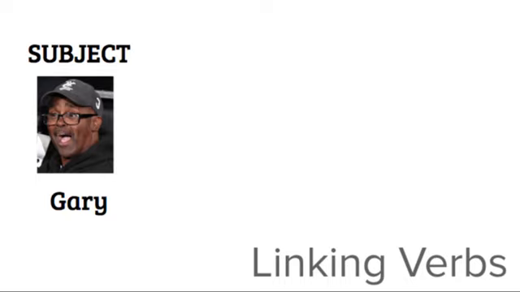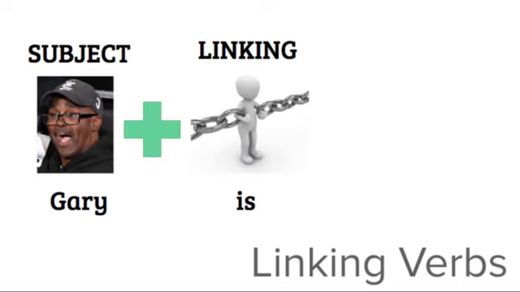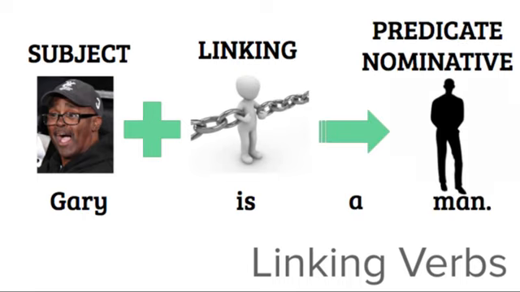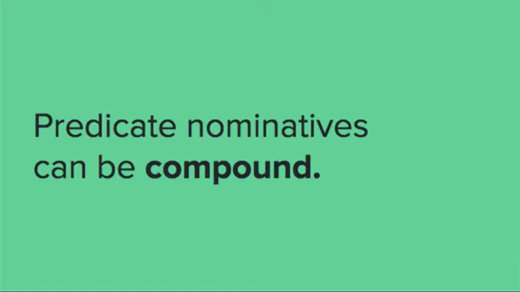Let's use Gary from Chicago as our subject again, and we're going to work with linking verbs this time. So let's pick a linking verb like is. So Gary from Chicago is our subject. Is is our linking verb. And with a linking verb, you have to connect the subject to something else. So in this case, we're going to say that Gary is a man. Now, a man, that is what Gary is. It's renaming him. Gary and man are the same thing, so that makes man a predicate nominative.